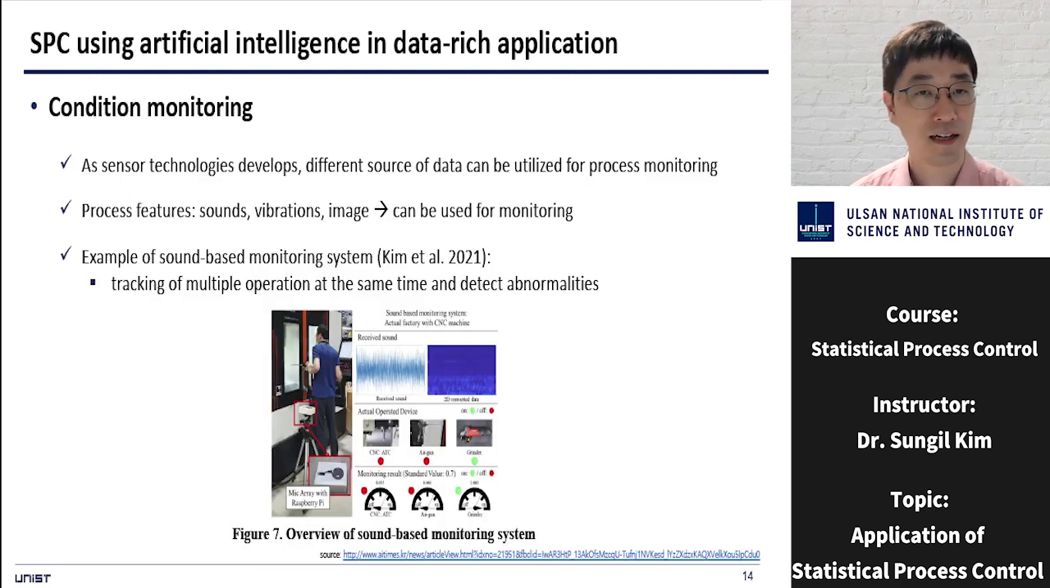This example is about condition monitoring. As sensor technology is developed, different sources of data can be utilized for process monitoring. Process features such as sounds, vibrations, and images can be used to determine if something is wrong in the process. This is an example of a sound-based monitoring system that enables tracking of multiple equipment operations at the same time and detects abnormalities.